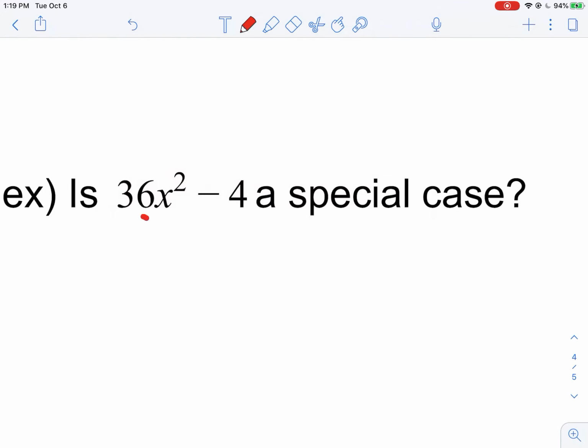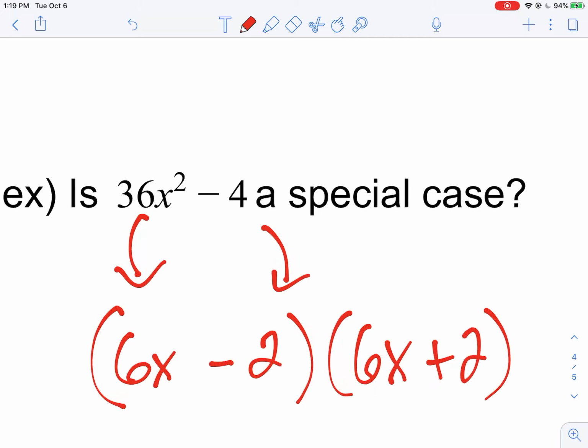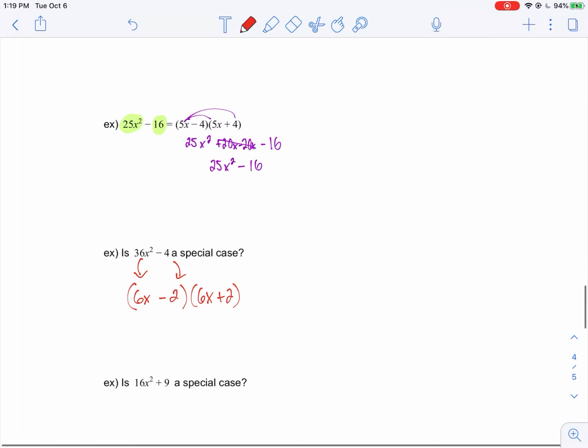36x squared minus 4. Is this a special case? Let's see. Square root of 36x squared would be 6x. Square root of 4 is 2. Let's see. It's a difference of squares. It definitely is. So how can I write this out if I factor it? 6x minus 2 times 6x plus 2.